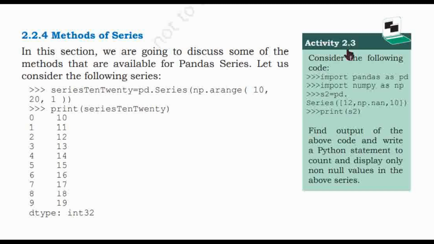Activity 2.3. Consider the following code. import pandas as pd, import numpy as np, s2 = pd.Series([12, np.nan, 10]), print s2. Find out the output of the above code and write a Python statement to count and display only non-null values in the above series.